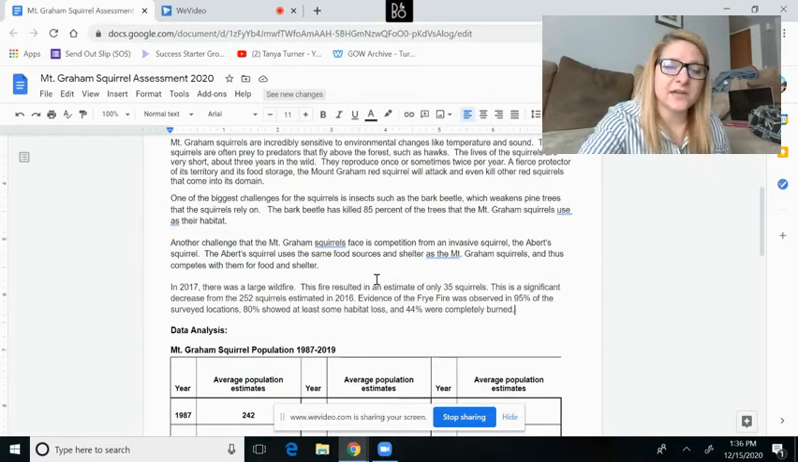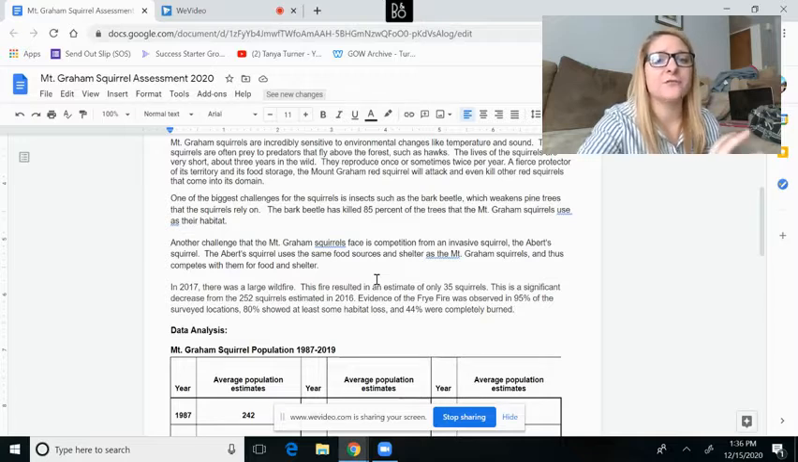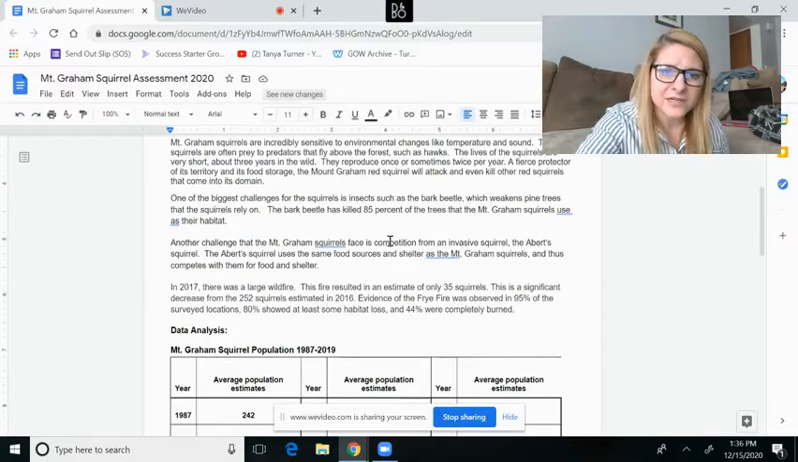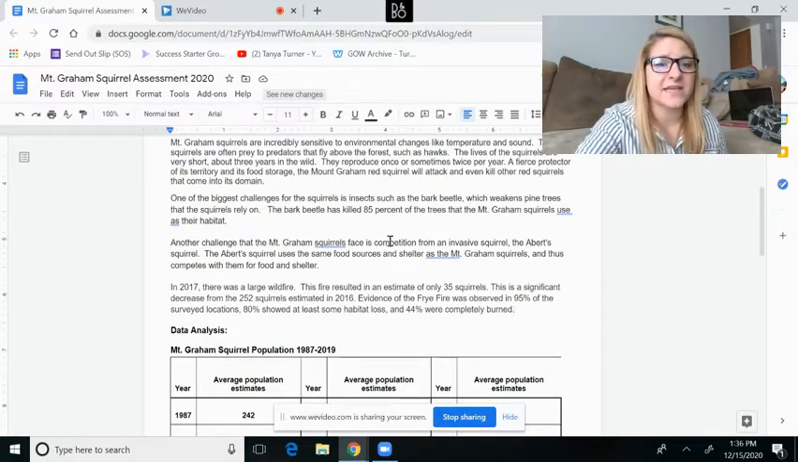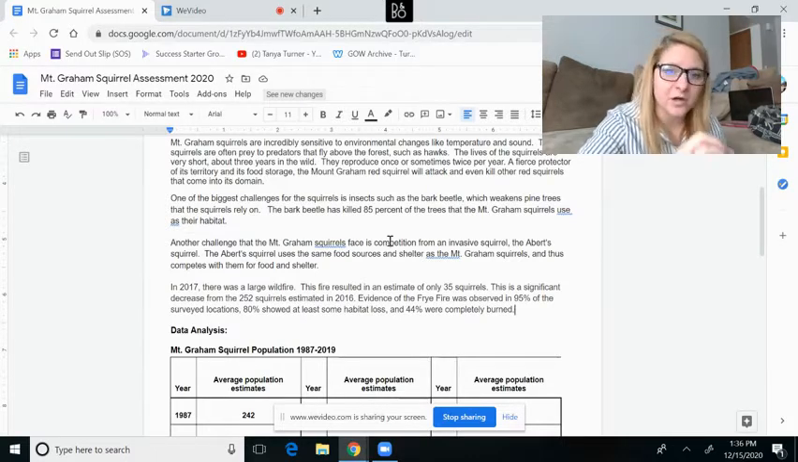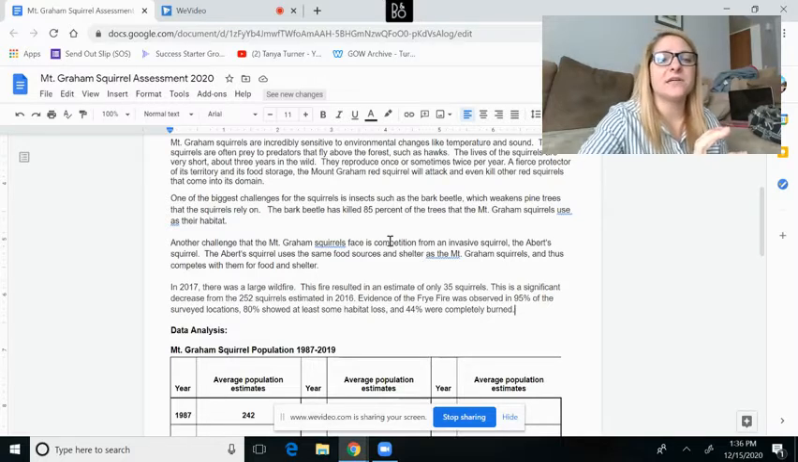Then in 2017, there was a large wildfire called the Fry Fire. This fire resulted in an estimate of only 35 squirrels surviving. This is a significant decrease from the 252 squirrels estimated in 2016. Evidence of the Fry Fire was observed in 95% of the surveyed locations. 80% showed at least some habitat loss, and 44% was completely burned. So out of everywhere that the squirrel lived, 95% of the locations where they were finding the Mount Graham red squirrel had been burned by this Fry Fire.